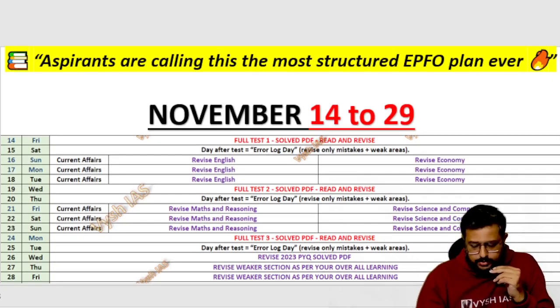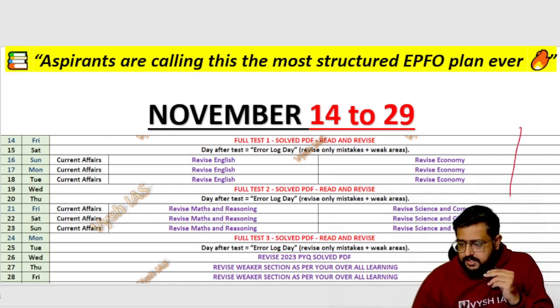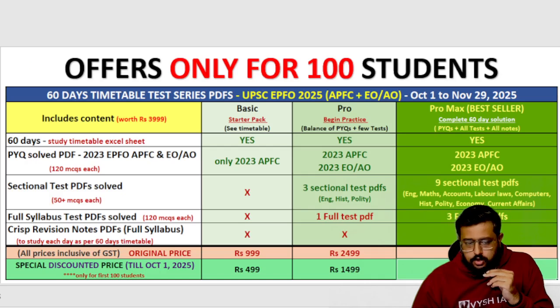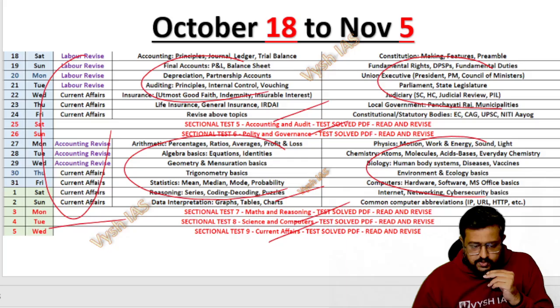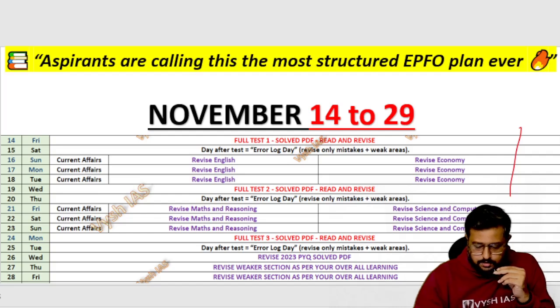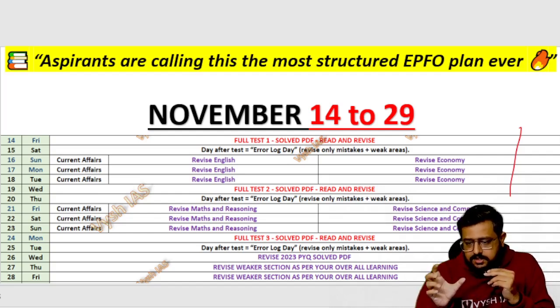So 3 full tests will be there, and after each test day, I am giving you 1 extra day for error log day. Just an alignment issue. Error log day is when, after the full test, you will understand, okay, my maths is weak, or my economics is weak, my history is weak. Then you work on only that. It will vary from person to person. That is how the revision days have been set.